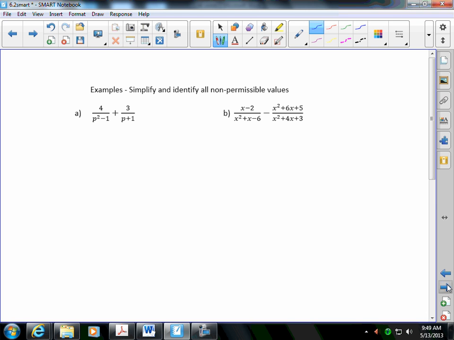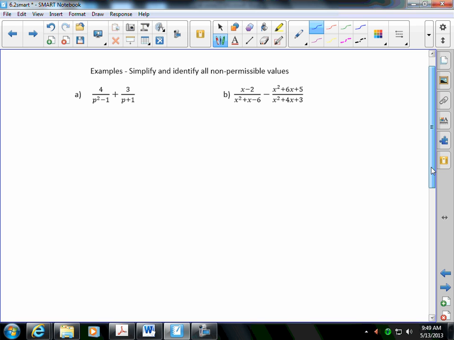So this one says simplify and identify all non-permissible values. So first thing we're going to do is simplify by factoring, if we can, anything in the numerator and anything in the denominator. So if I look on the top here, I have a 4 and a 3. There's nothing I can do with those. Those are going to stay the same.